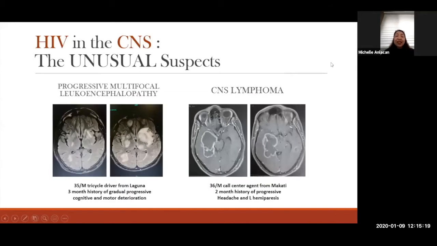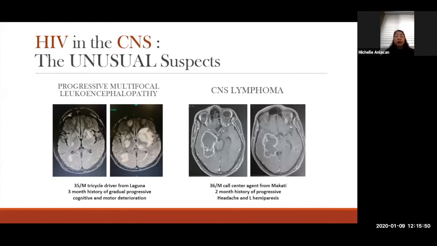Okay, so on the left is progressive multifocal leukoencephalopathy. We hardly see this anymore, but with the HIV pandemic, if you call it, then we already start seeing them. It's actually a viral infection. And this patient I saw, only 35 years old, HIV positive, presenting with a lot of seizures, cognitive decline, and motor deterioration, turns out to be positive for the JC virus. So this is a PML.